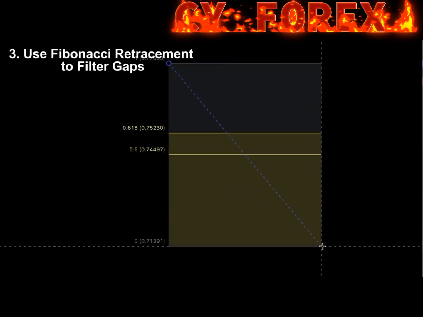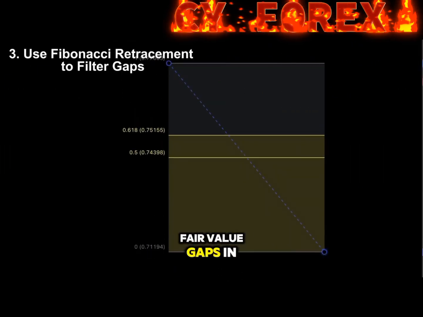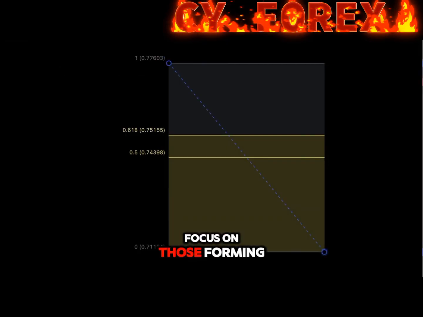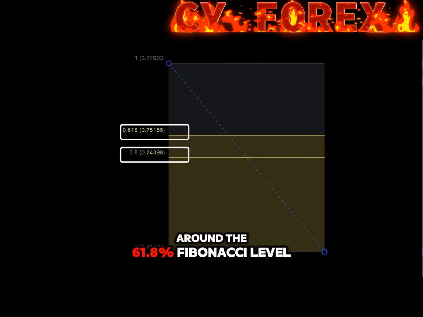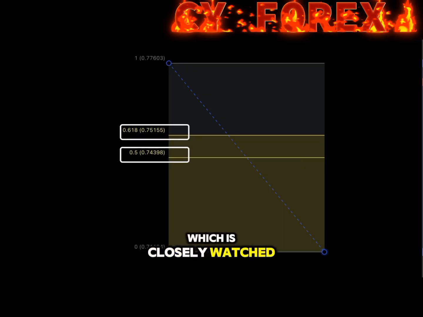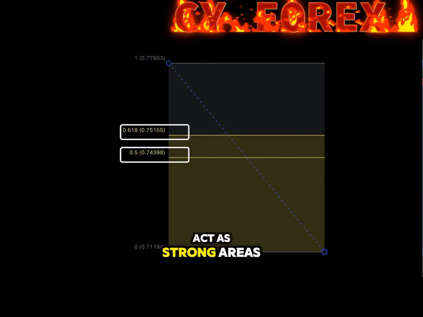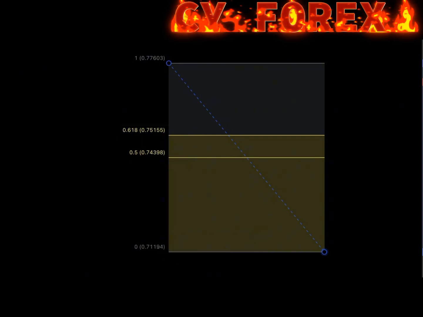Use Fibonacci retracement to filter gaps. When you encounter multiple fair value gaps in a setup, focus on those forming around the 61.8% Fibonacci level or the 50% level, which is closely watched by many smart money traders. These levels often act as strong areas of support or resistance.